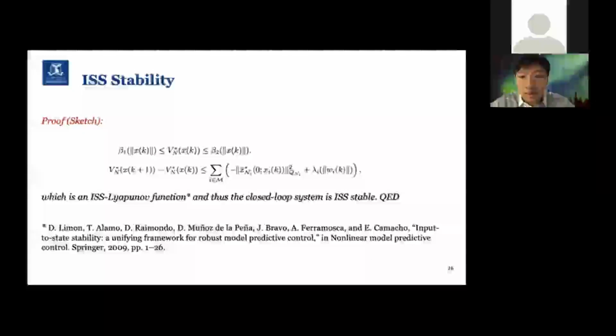And for the proof, the idea is to prove the closed loop MPC cost is an ISS Lyapunov function. So then we use the result from this paper, mainly from Professor Daniel Limon. Since we can prove the cost is an ISS Lyapunov function, the closed loop system is ISS stable.